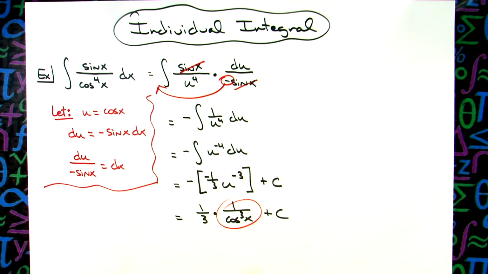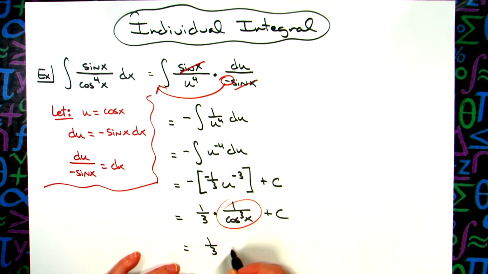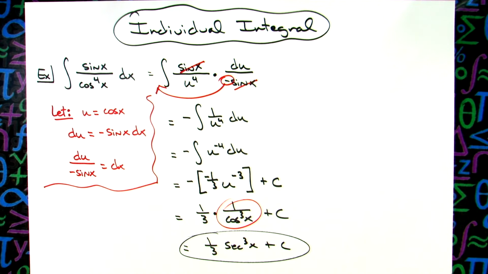But that right there, if we remember our reciprocal identities, that is going to be a secant cubed. All right, so it might be a little nicer answer if we had a 1/3 secant x cubed plus c. So pretty much a straightforward u-substitution, but using those trig formulas, and would typically definitely be just found in a Calc 1 class.